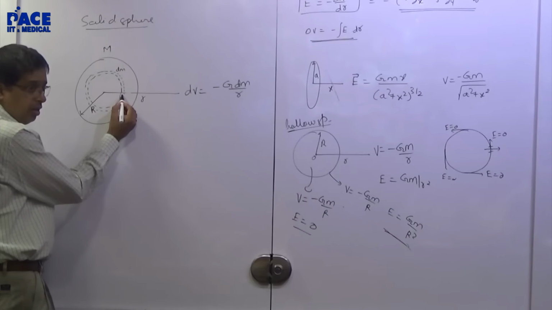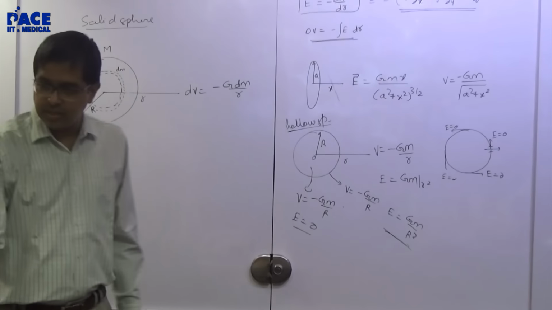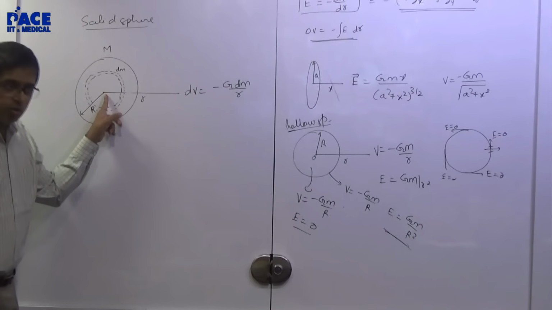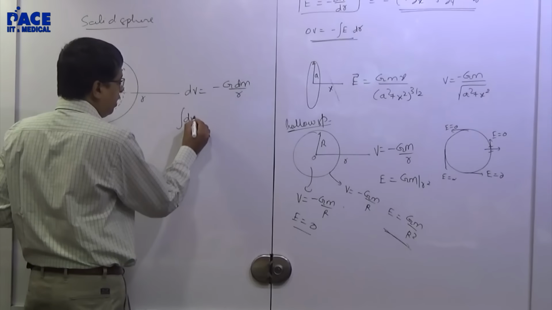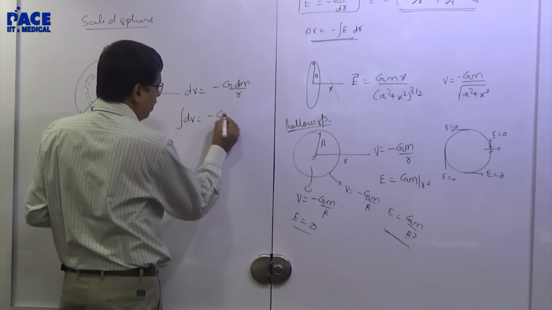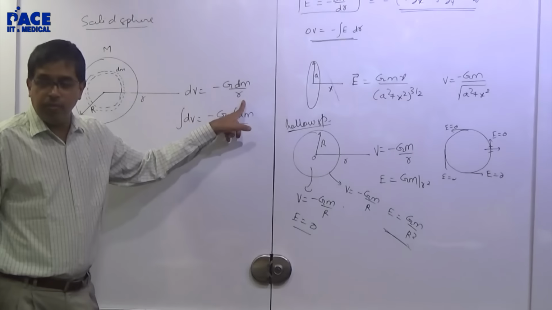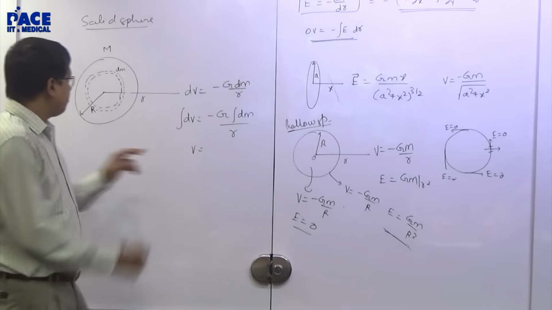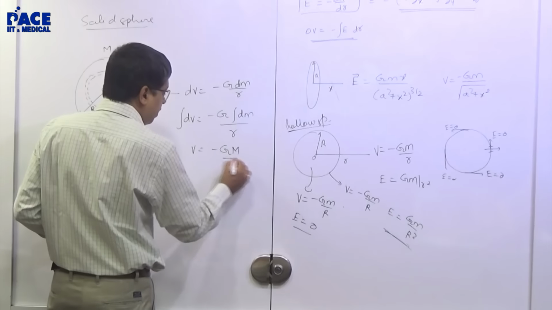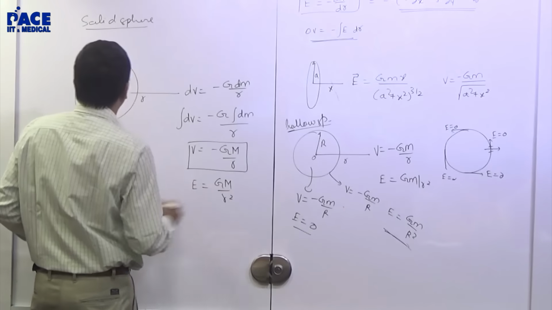For any shell, for an external point, the whole of the mass appears to be concentrated at the center. Integration of scalars is child's play for us. Scalar quantity, we never have an issue. Minus G, and above all, integral dm makes my job very easy. How did you bring r out of the integral? It's constant. For every shell, the distance from the center here is r. So it will be minus GM by r, and hence the field will be GM by r square.